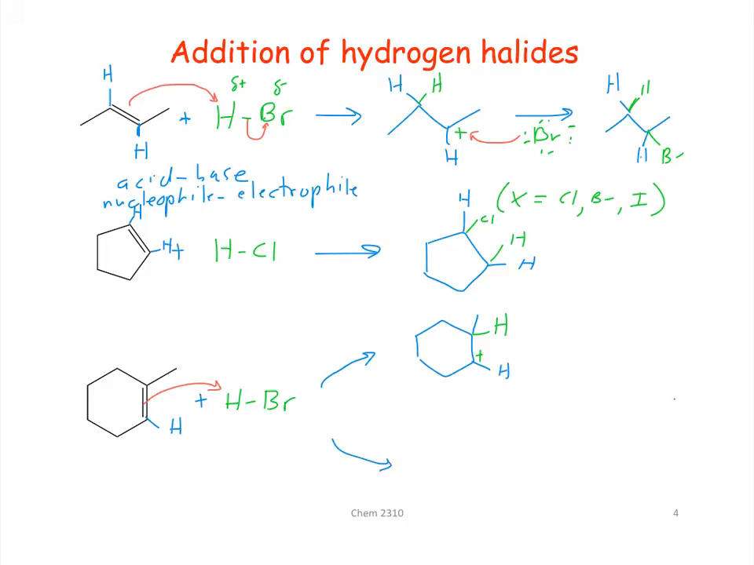The other possibility is that we add that H to the bottom position, like this, and so we get this carbocation here. Now, the reaction going to one or the other is going to give us a different product, right? So let's finish this mechanism. So here we have bromide. Of course, it's going to go to the position that has the carbocation.